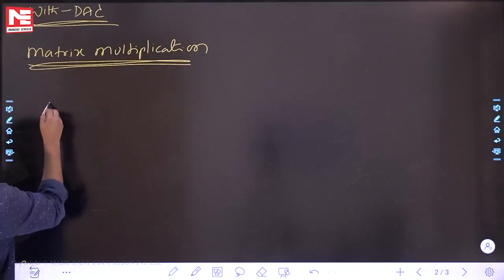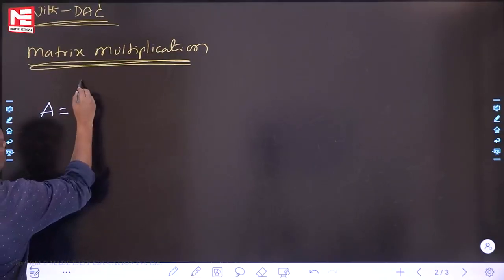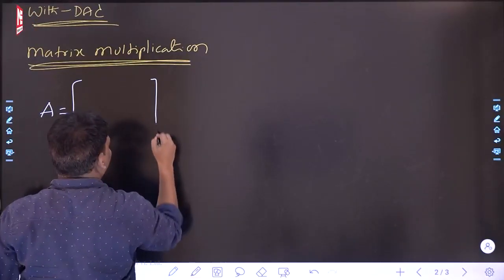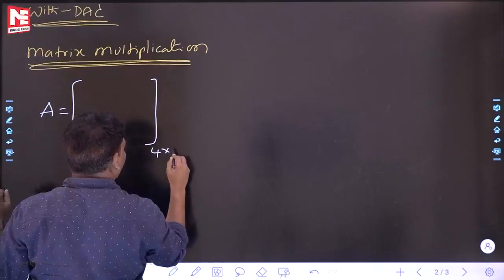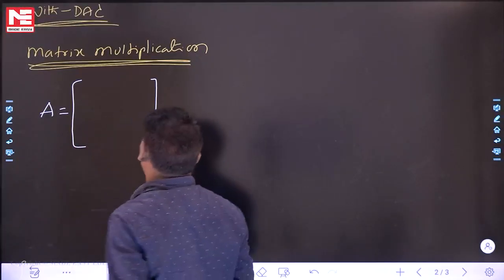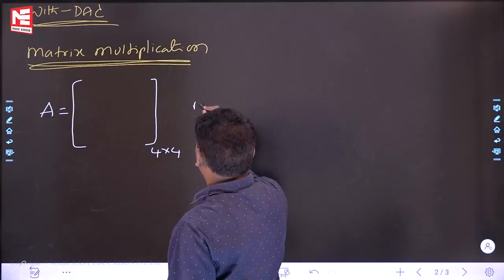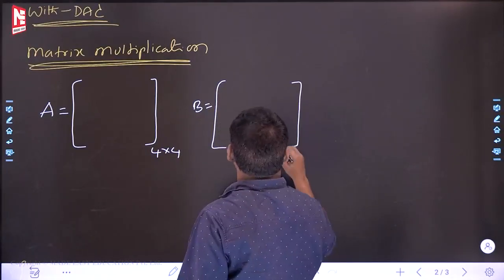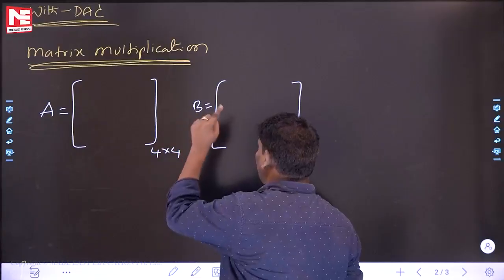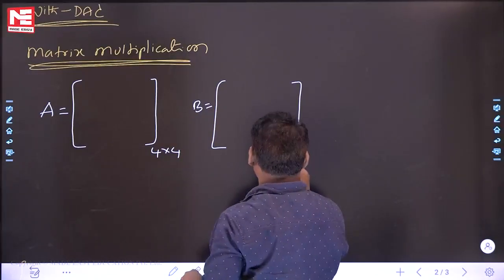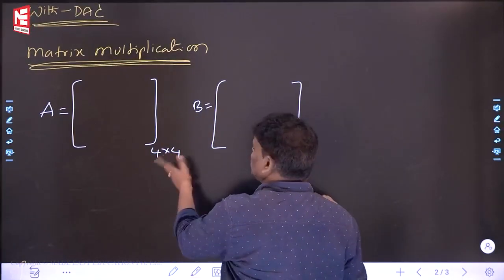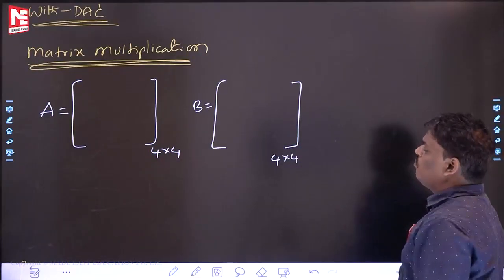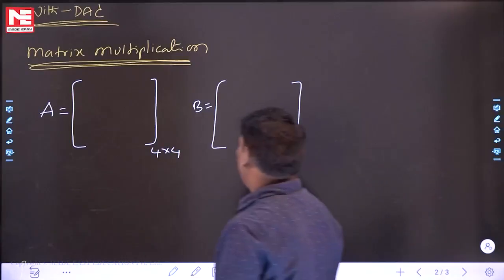See this one, A matrix. I will take A matrix as 4 by 4. See, from now onwards I am explaining carefully. A matrix is 4 by 4, B also 4 by 4. If you want to multiply two matrices, everyone knows the first matrix's number of columns and the next matrix's number of rows should be equal. But I am taking square matrices so that no problem will be there. So A is 4 by 4, B is 4 by 4. These two matrices I want to multiply.